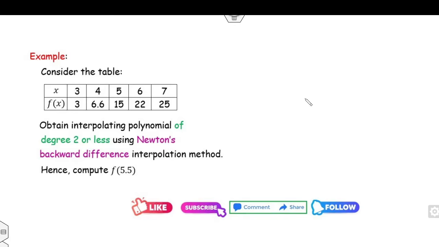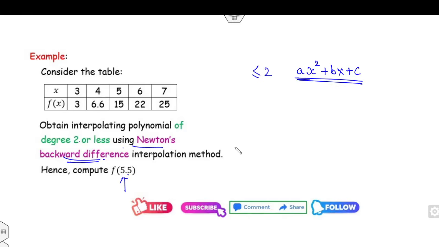Okay, look at this another question. Consider the table of this. Obtain the interpolating polynomial of degree less than or equal to 2. That means your target is to find ax square plus bx plus c, that is a quadratic polynomial, by using the Newton backward difference formula. And hence you can find this value.